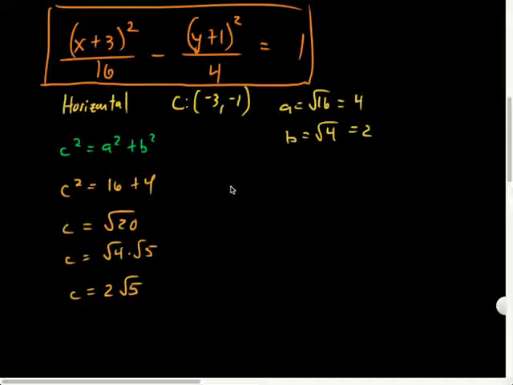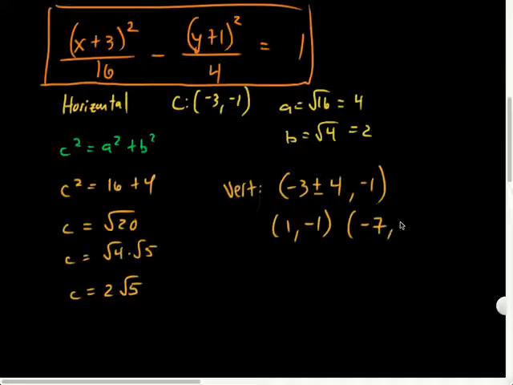So what do I need to know? How about my vertices? It's horizontally oriented, so I'm going to take the x-coordinate of the center and add and subtract a. So that's -3 plus 4 is 1, -1. And -3 minus 4 is -7, -1.